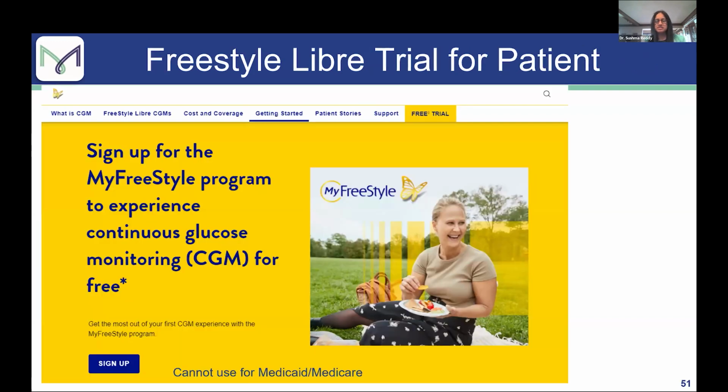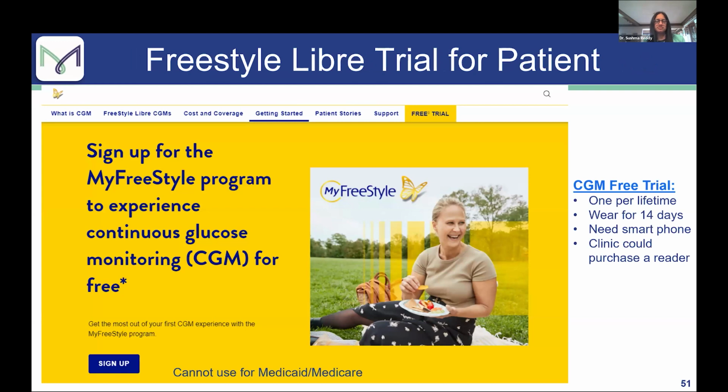So this is the My Freestyle program that you can go to, and it is really 1 free CGM per lifetime. The patient does need a smartphone. If they don't, your clinic could purchase a reader, and you could give that out with each patient. But you cannot use this for Medicaid patients or Medicare patients. Although if you do have Medicaid or Medicare patients, if you had a G6 Pro, for example, in your clinic, you could use that to put on them and you would be reimbursed for it.